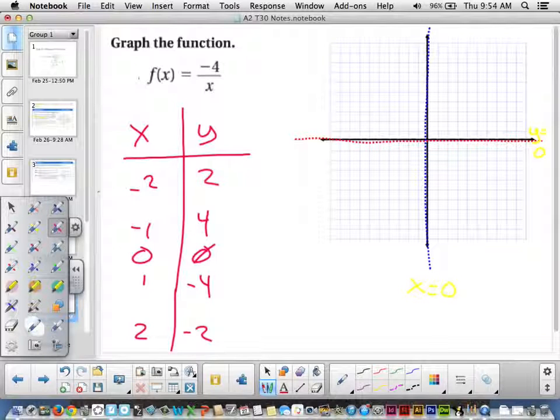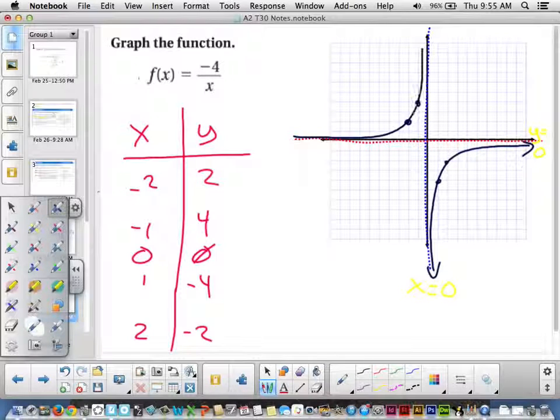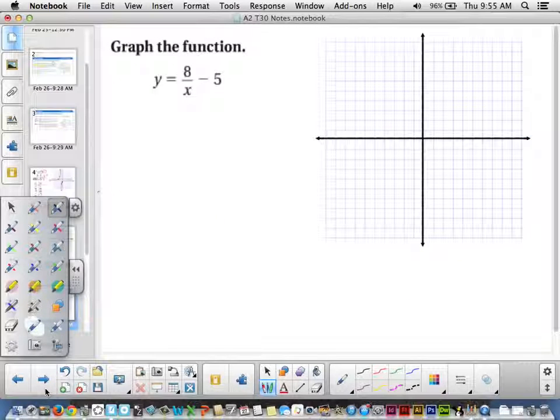So we'll plot those. -2, 2 is right here. -1, 4 is right there. 1, -4 is right here. And 2, -2 is right there. We plot those, and we can connect those, and we got our rational graph. Pause, try this one, and I'll go over it.